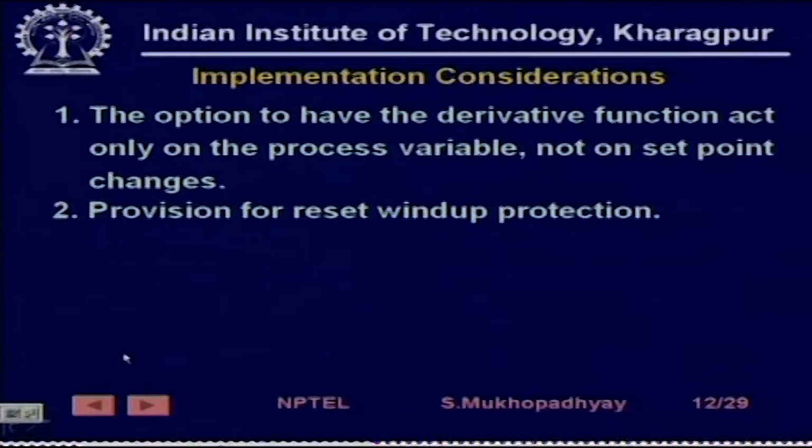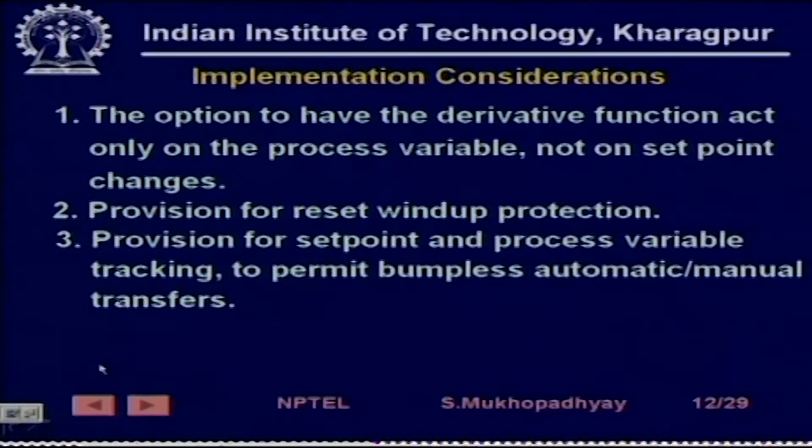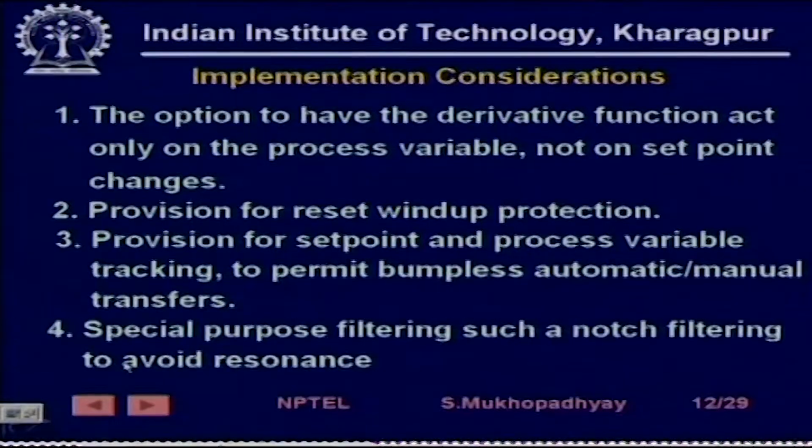You need to provide provision for reset windup protection, this we have discussed in detail. You need to provide bumpless auto-manual transfer, this also we have discussed. Apart from that, in a controller there are different kinds of filters which are used. One filter is to limit derivatives. You could also use special purpose filters not to excite certain modes of a process which are very oscillatory.